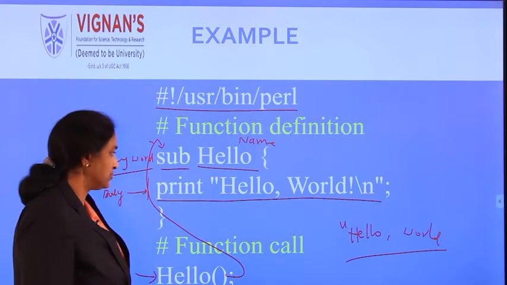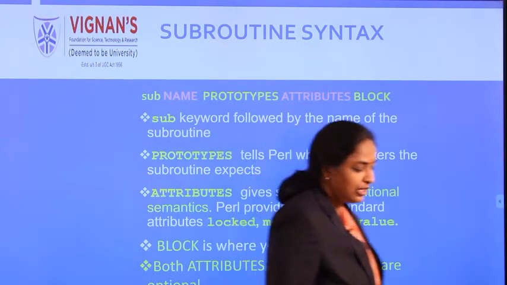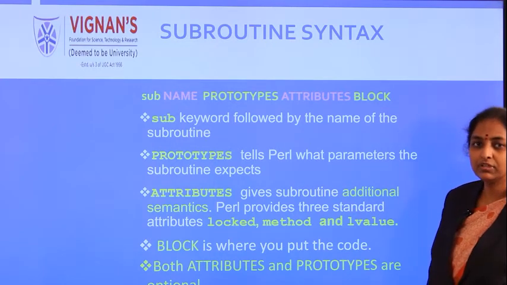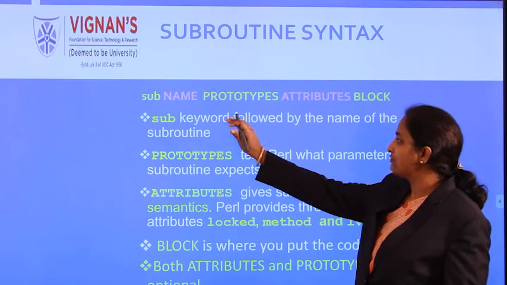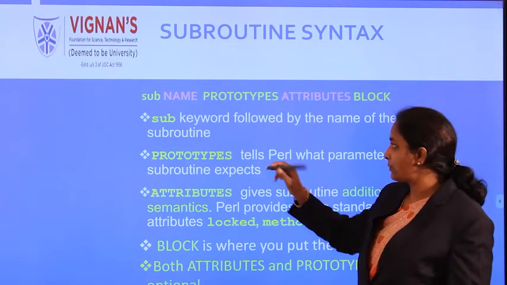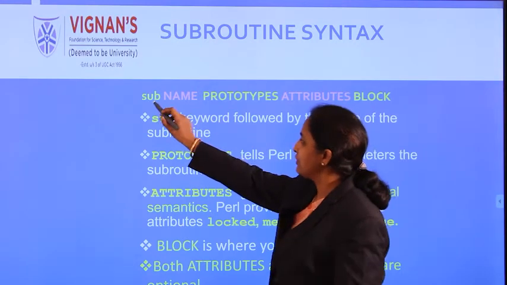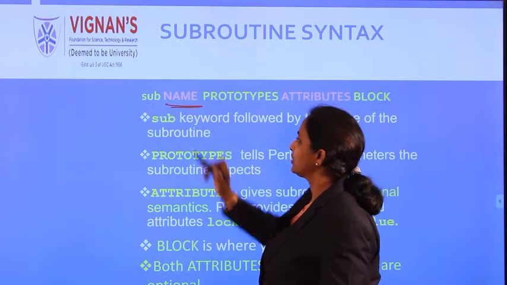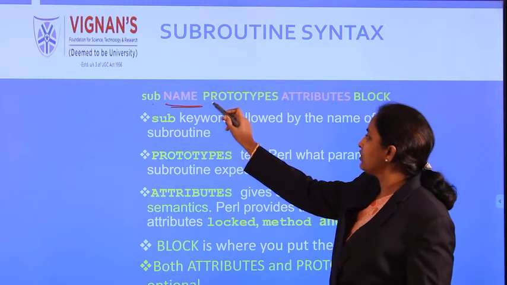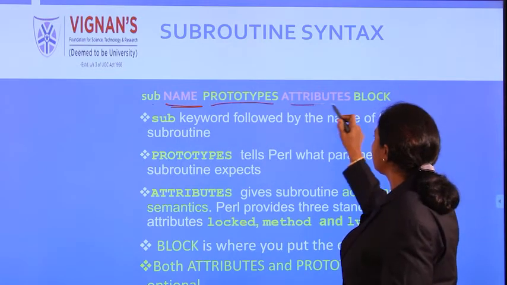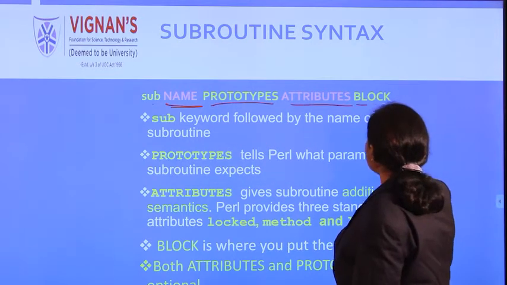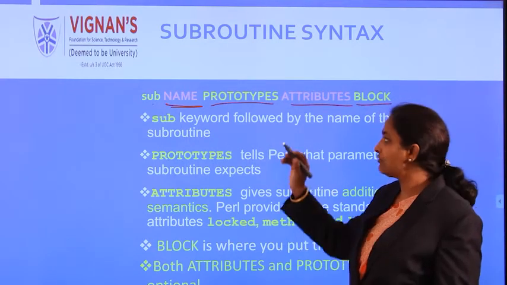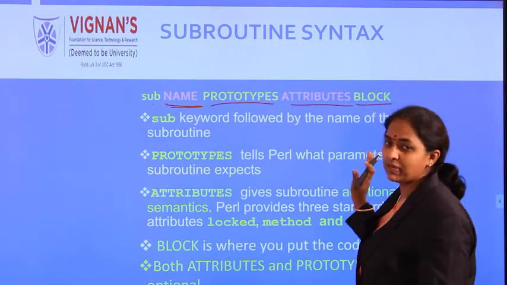Now observe the change. Earlier we saw the function definition in an abstract way. Now we will see the full form of the function definition. Again we start with the keyword sub. After that, this is the name of the function. The next word is prototypes. The next word is attributes. The last one is the block. So these are the parts, and in a concrete definition all of these will be present.